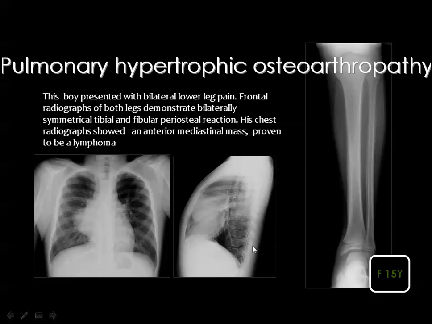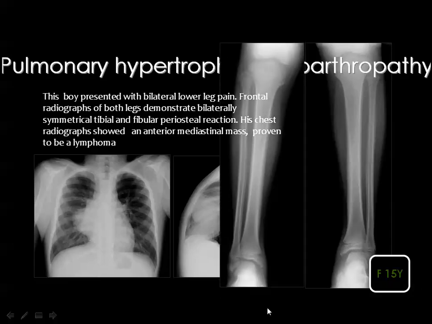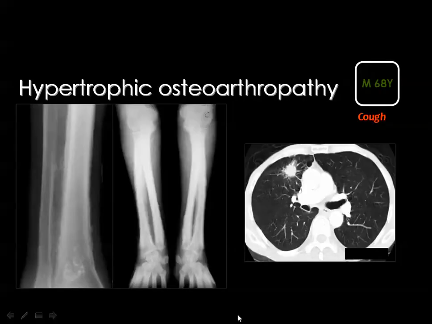In the radiographs of the leg, if you look carefully, you can see the diffuse lamellated periosteal reaction along the shafts of the tibia and the fibula. This patient had a bronchogenic carcinoma with typical appearance, pulmonary nodule with a spiculated margin, as you know.